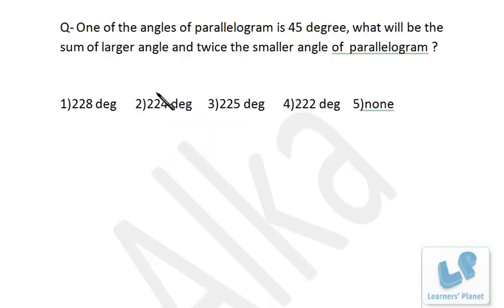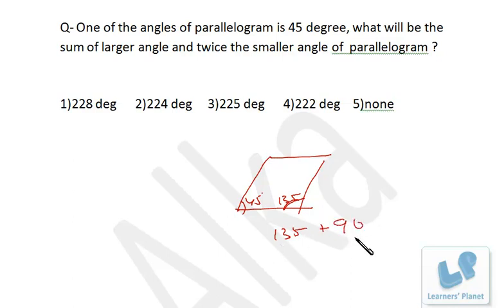Now this question, one of the angles of the parallelogram is 45 degree. What will be the sum of larger angle and twice the smaller angle of the parallelogram? Now friends, in the case of parallelogram, this is parallelogram. This angle, if it is 45 degree, then it must be 135 degree, right? Now we are asked the sum of larger angle plus twice the smaller angle, right? So that is 135 plus 90, that's 225 degree, as simple as that.